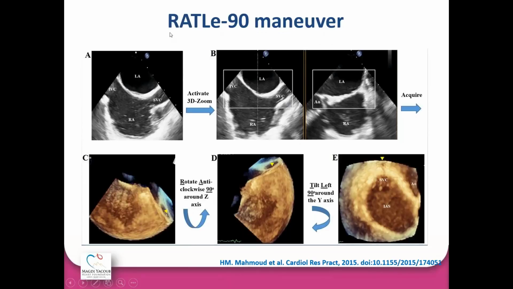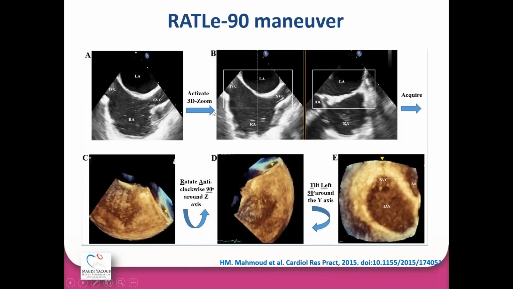The RATTLE maneuver is a maneuver that we proposed and have published. RATTLE stands for rotate anti-clockwise, tilt left for 90 degrees. Starting from the bicaval view, with the superior vena cava to the right, the idea is to get the anatomically oriented view for the septum from the right atrial side. So the superior vena cava is here. We need to make it superior, really superior, and we need to look from the right atrial aspect.